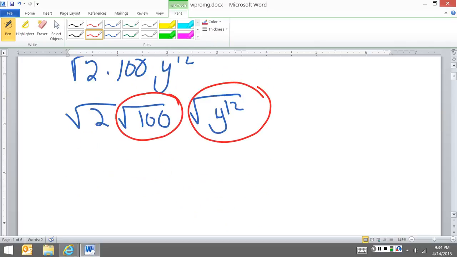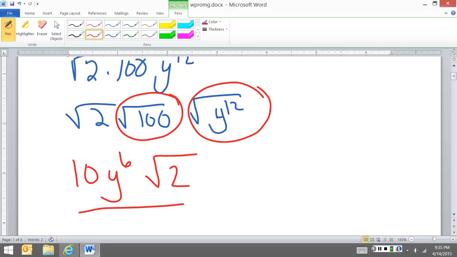So the square root of 100 is 10. The square root of y to the 12th, we simply divide the exponent in half, so this is y to the 6th. And then this is my leftover. I'm going to leave it there because I can't take the square root of it and get a nice number out of it. So I'm going to leave it under the radical.